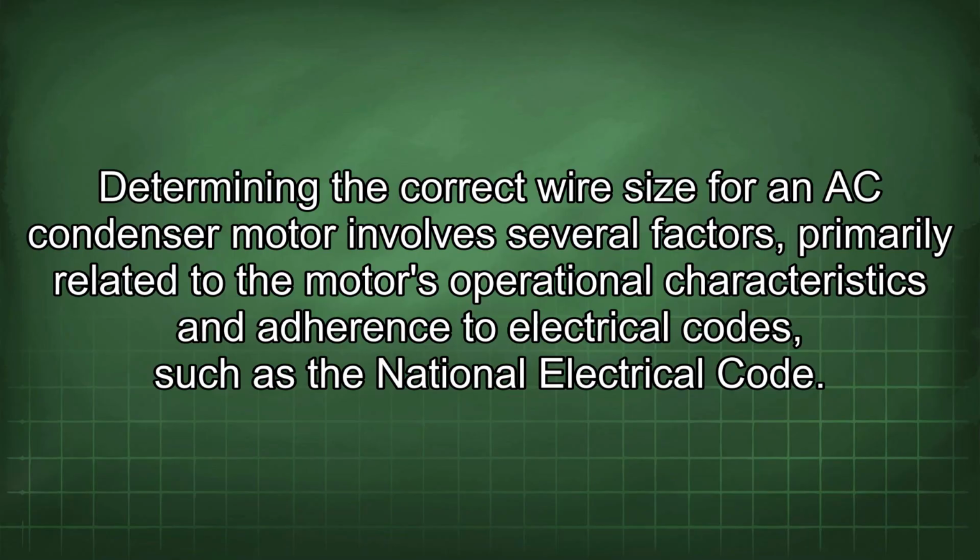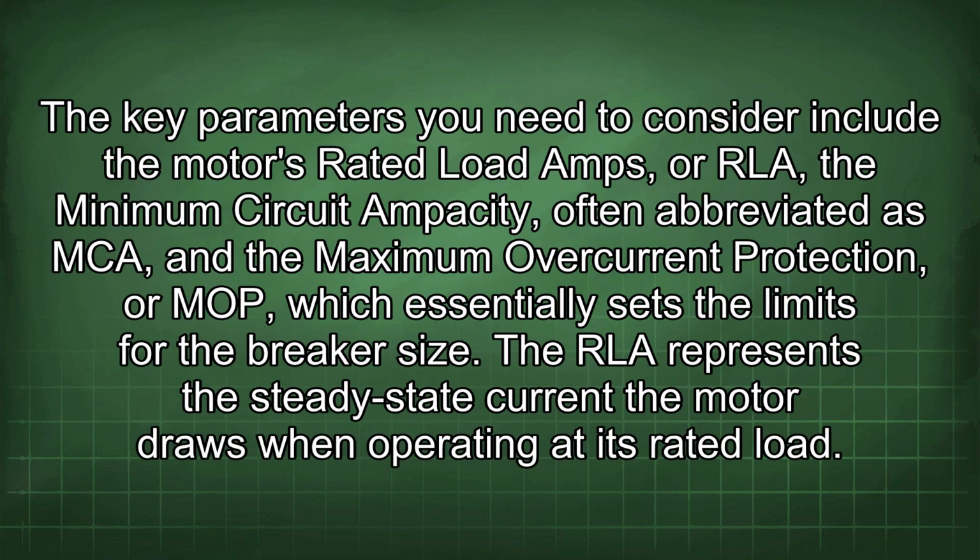Determining the correct wire size for an AC condenser motor involves several factors, primarily related to the motor's operational characteristics and adherence to electrical codes, such as the National Electrical Code. The key parameters you need to consider include the motor's rated load amps, or RLA, the minimum circuit ampacity, often abbreviated as MCA, and the maximum overcurrent protection, or MOP, which essentially sets the limits for the breaker size.